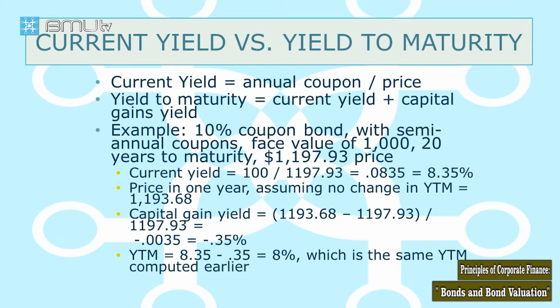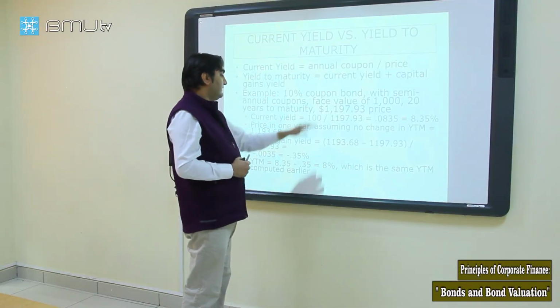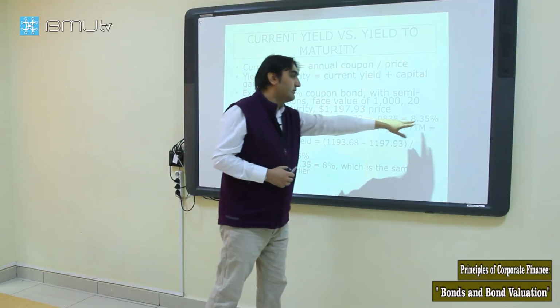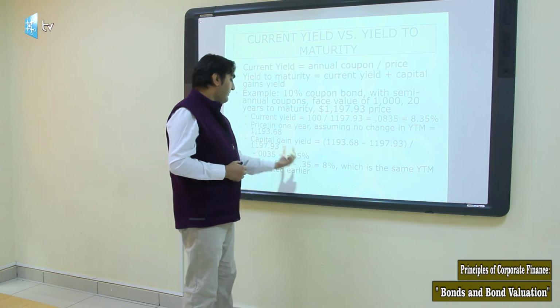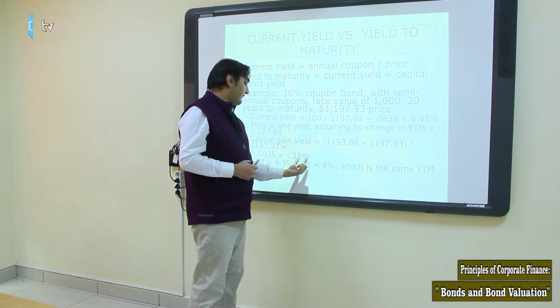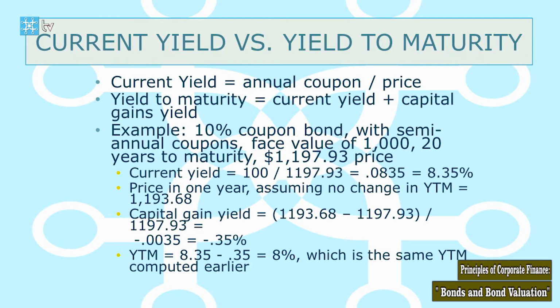So capital gains yield is a simple return calculation: $1,193.63 minus previous period $1,198.93, divided by the previous period. That's minus 0.35%. So yield to maturity will be the current yield, 8.35%, plus minus 0.35%, and this is 8%, which is the same yield to maturity computed earlier.